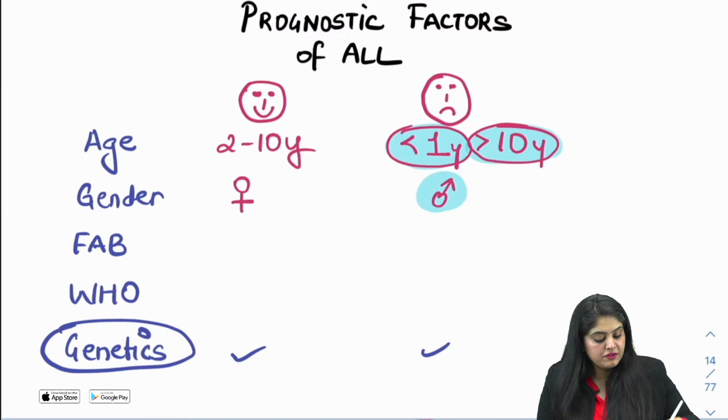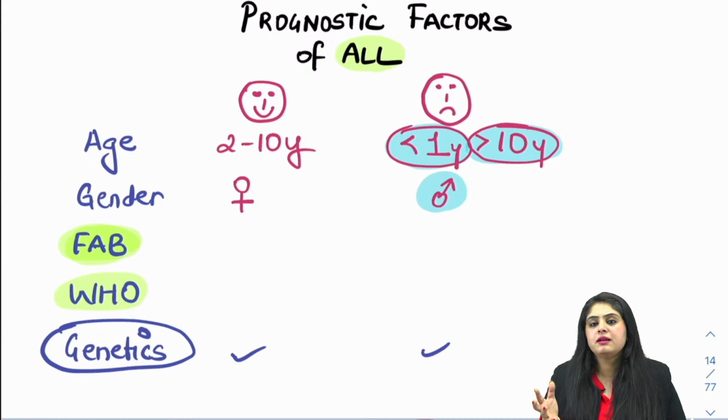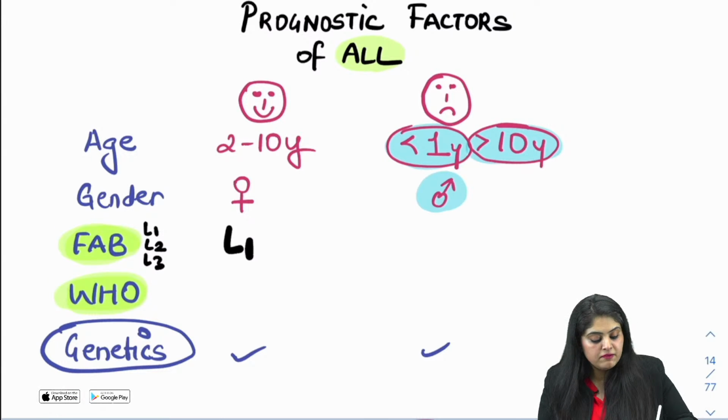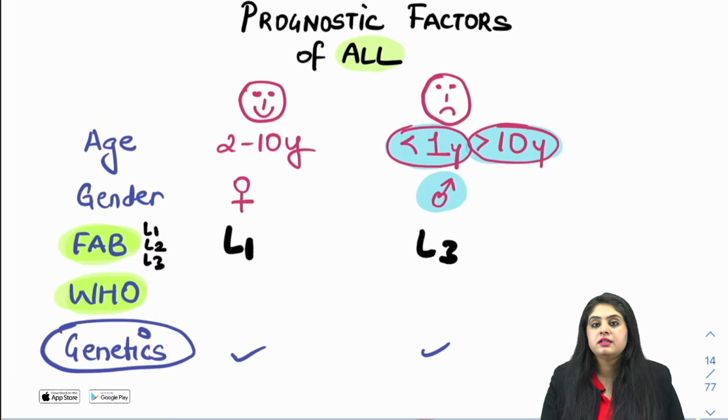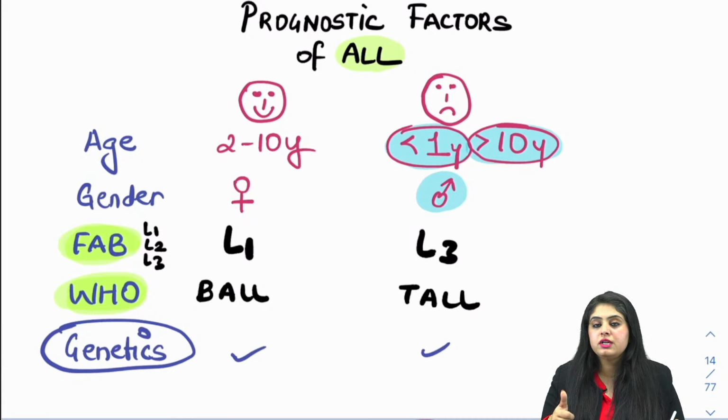On the other hand, everyone knows for ALL we have 2 classifications. What are the 2 classifications of ALL? One is FAB. FAB means French, American and British. Okay, so there's the French-American-British classification, and then there is a WHO classification. French-American-British classification says L1, L2, L3, in which L1 is good, L3 is bad. WHO says no, there is something called B-ALL and T-ALL. B is good, T is bad.